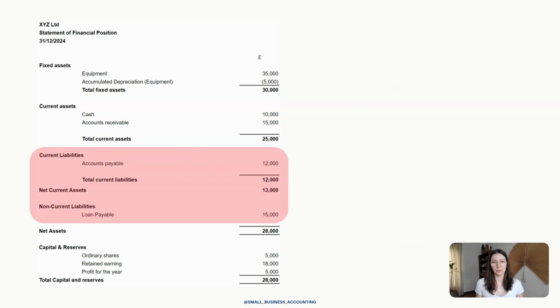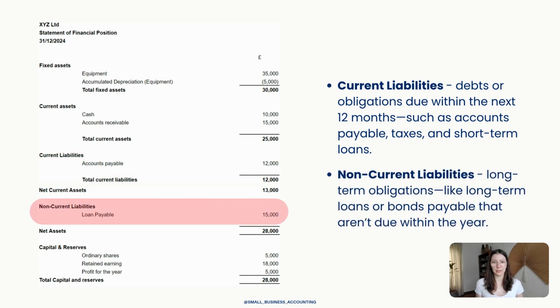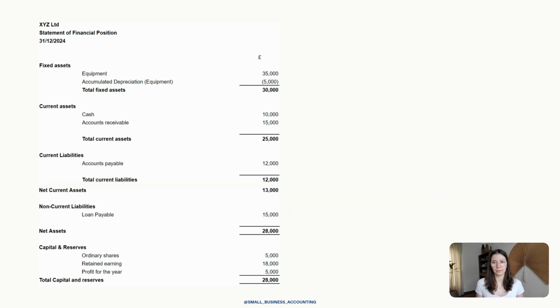Similarly to assets, we have our liabilities, which are also divided into current and non-current liabilities. Our current liabilities are debts or obligations due within 12 months, such as accounts payable, taxes, and short-term loans. Our non-current liabilities are long-term obligations like long-term loans or bonds payable that aren't due within a year.